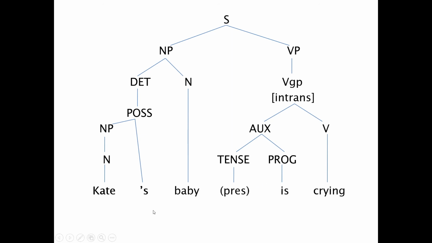Once again, Kate's baby is crying. So this is progressive, but when we say verb, you don't need to mention auxiliary and tense and progressive. You draw a line, and then you write in a verb, that is crying, because this is an intransitive verb. So Kate's baby functions as a subject, it's a noun phrase functioning as a subject, and is crying is an intransitive verb. An intransitive verb, if you recall, doesn't take an object because it has a complete meaning in itself.